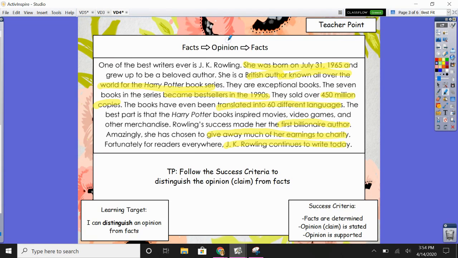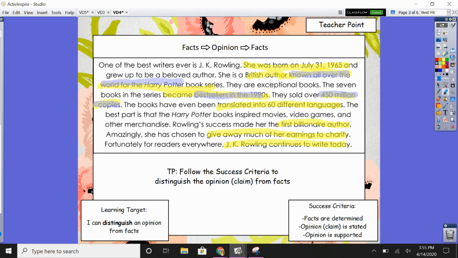It says, one of the best writers ever is J.K. Rowling. Okay, so they're using all these facts to try to prove that. So let's figure out which facts help support this opinion. If we're trying to prove that she was one of the best writers ever, do we need to know her birthday? No. Does knowing that she's known all over the world help prove that she's one of the best writers ever? Probably. Someone who is the best writer ever is going to be known all over the world. Does the fact that her books became bestsellers prove that she was one of the best writers ever? Yes. Think about how many copies she sold. That's a good writer. If she wasn't a good writer, she wouldn't be able to do that.